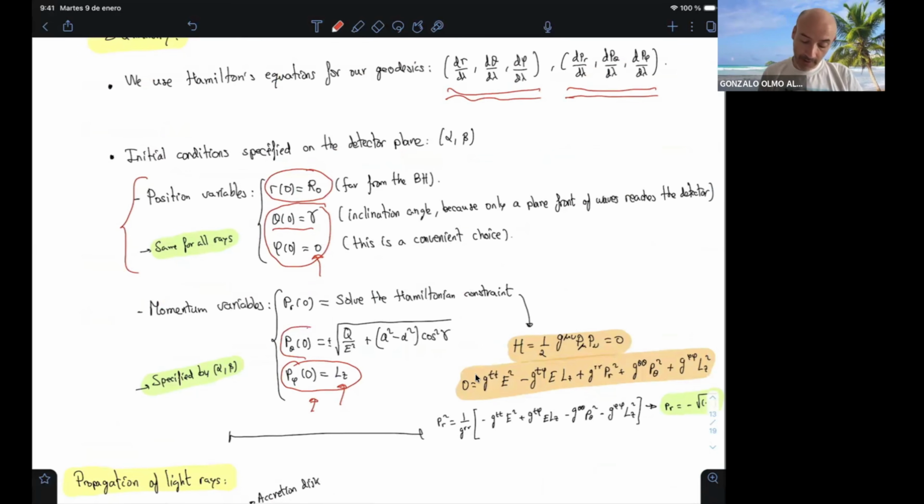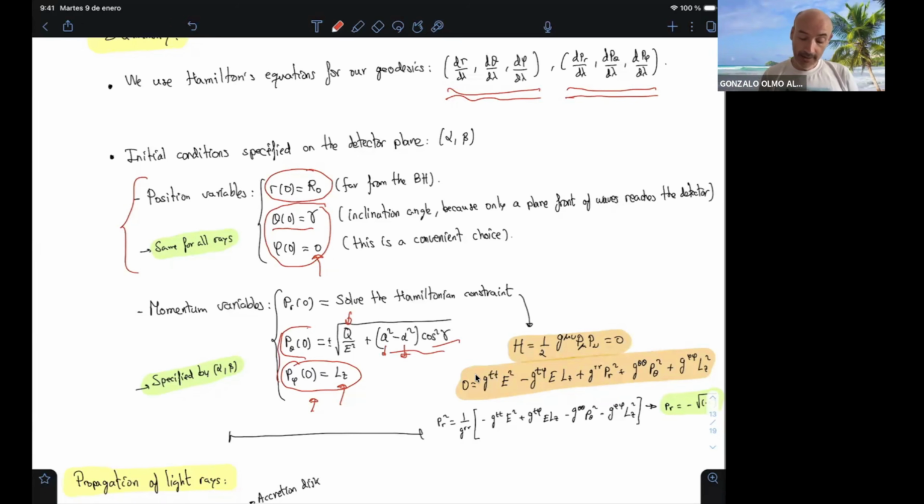It is just given by the constant Q and these other quantities. But this is a property of the black hole, it's a constant. This alpha is information that comes from the pixel. Q comes from the pixel as well, and this is the inclination angle. So these two momenta are now defined from the choice of the pixel.